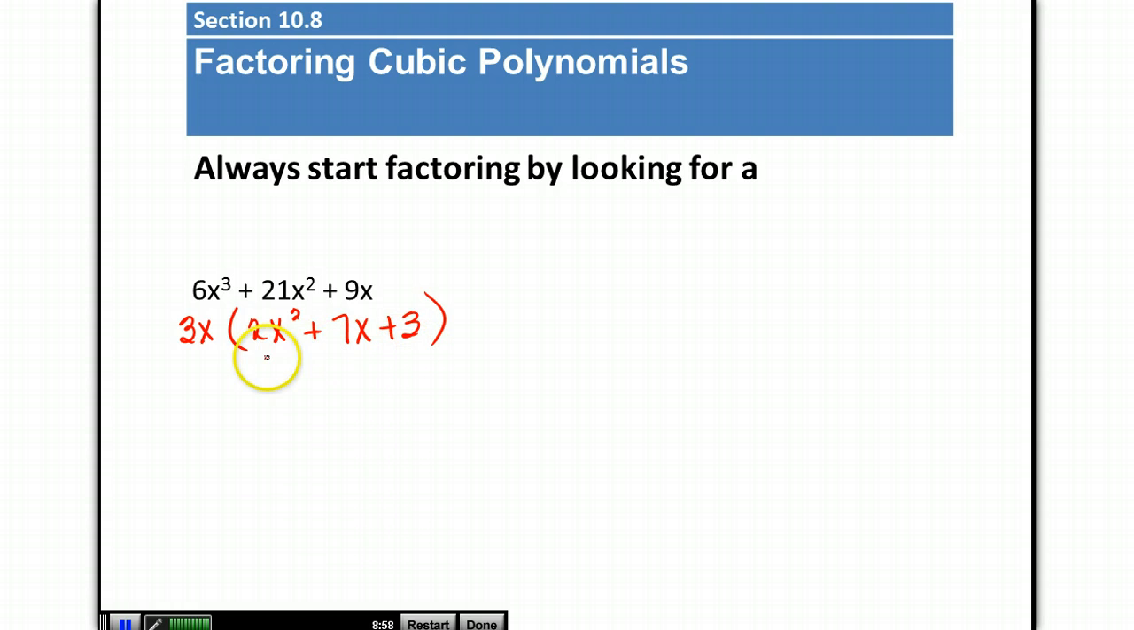So now we'll try to factor by trial and error. What's the first multiplied by the last? 6. So what are the factors of 6 that have a sum of 7? 1 and 6. They both have to be positive. So we have our 3x. I'll do a bracket because I'm going to put a lot of stuff in here. We'll have 2x squared plus 1x plus 6x plus 3.